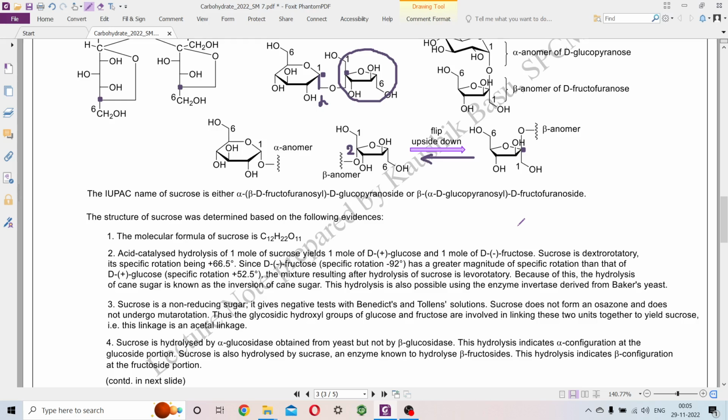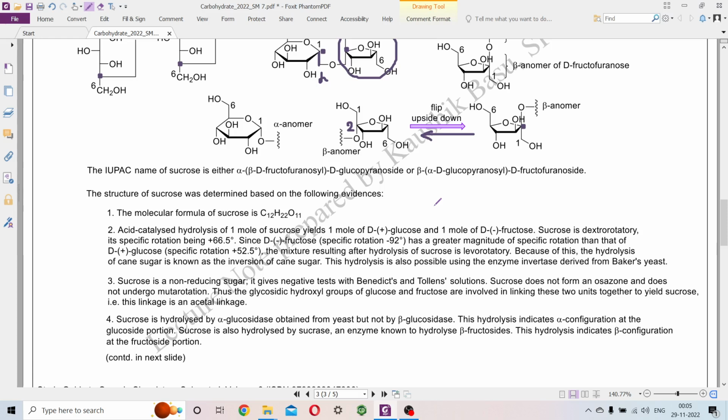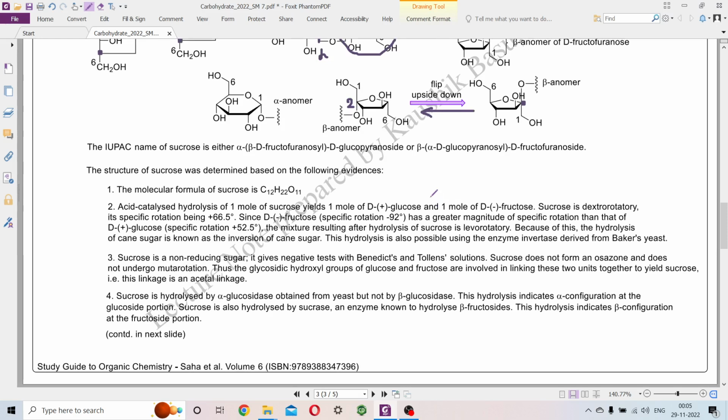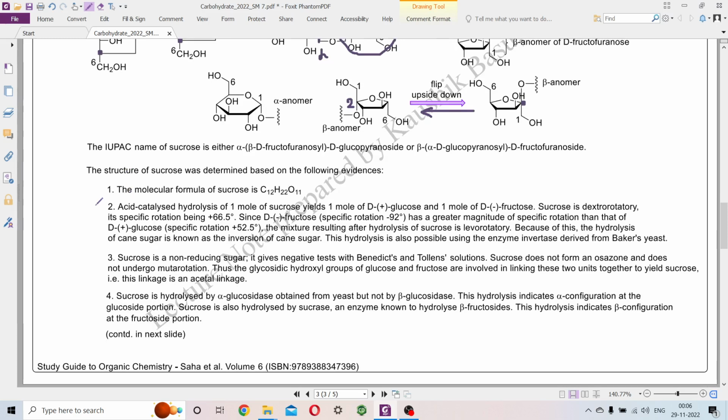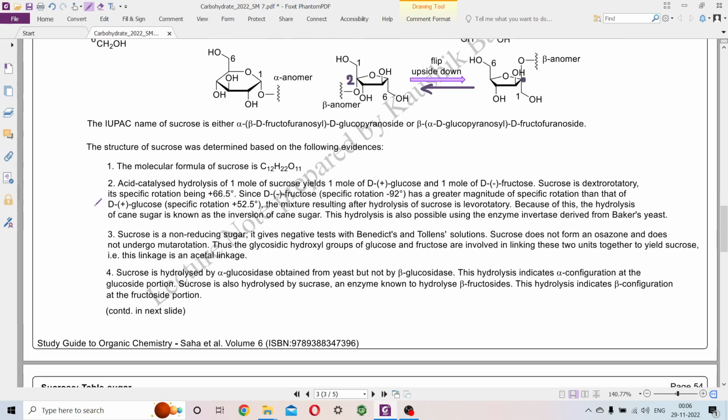Let's now discuss the evidence, or the facts, from which we can think about the structure. We already know the structure. If you are comfortable with the Fischer projection formula, then please draw that. If you are comfortable with the Haworth projection formula, then please draw that, and make sure that you understand that you can convert this Fischer projection formula into this Haworth projection formula by using the LURD trick that we have talked about. So the structure of sucrose was determined following the evidences that we have listed here.